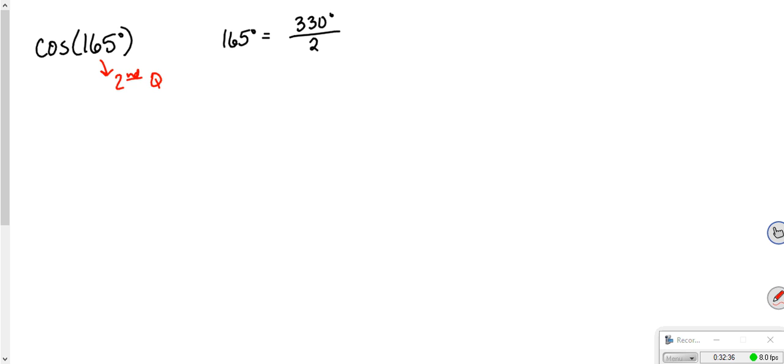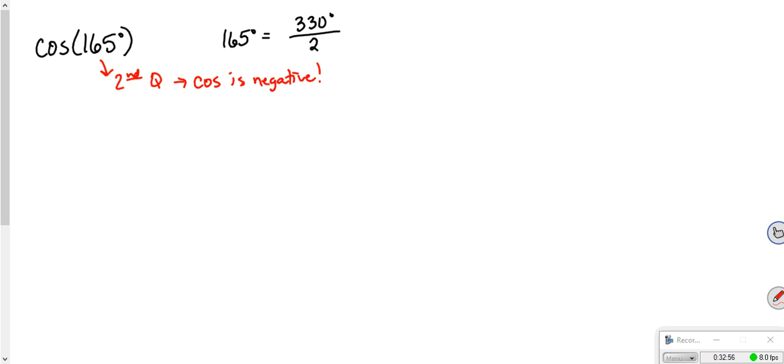So second quadrant, cosine is negative. Okay, so 165 degrees is in the second quadrant, and in the second quadrant cosine is negative. So you'll notice in our formulas we had the little plus-minus thing going on. This has got to be the minus.